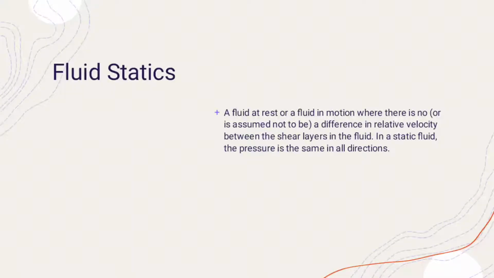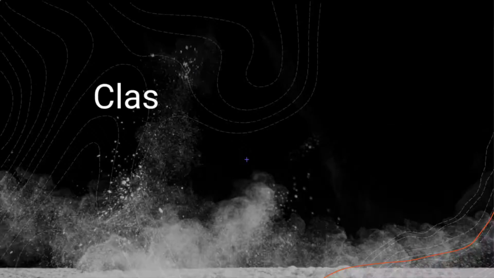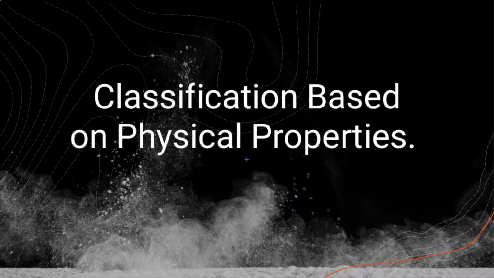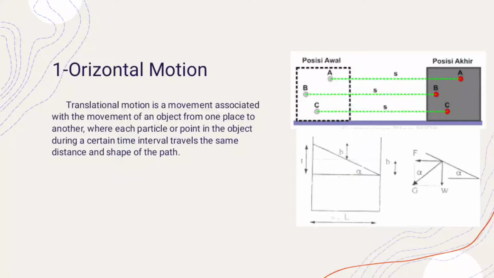Fluid statics: a fluid at rest, or a fluid in motion where there is no, or is assumed not to be, a difference in relative velocity between the shear layers in the fluid. In a static fluid, the pressure is the same in all directions. Classification based on physical properties.